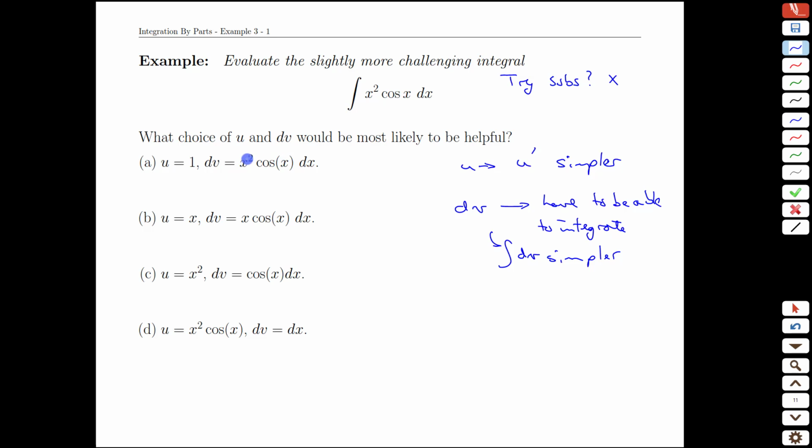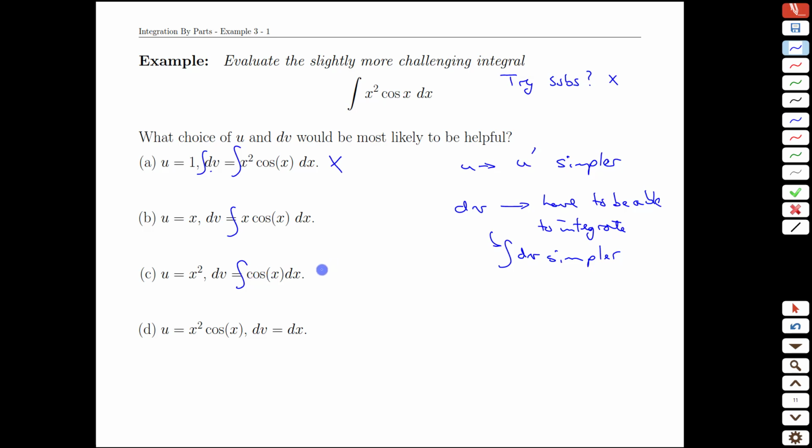Well, we quickly run into some problems with these first two options because here, if this is our dv, we don't know what the integral of x cos x is. That's why we're having this problem in the first place. So that's off the table. The integral of x cos x here, we've actually worked with that as an earlier process. So let's save that for later.